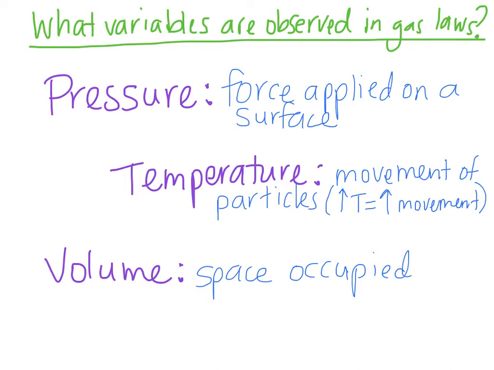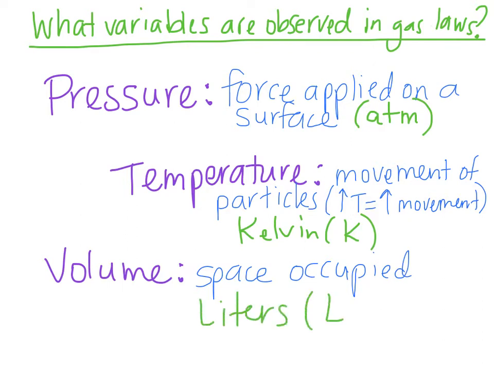For each of these, they need to be in a particular unit whenever we're doing our calculations. So for pressure, it needs to be in a unit known as an atmosphere, which in short is ATM. And so if you are not given pressure in that right unit, you're going to have to convert it first. Temperature needs to be in what's known as Kelvin, or just a capital K. So if the temperature is given to you in Fahrenheit or Celsius, you're going to have to convert that into Kelvin. And then volume needs to be in liters, so just a capital L.